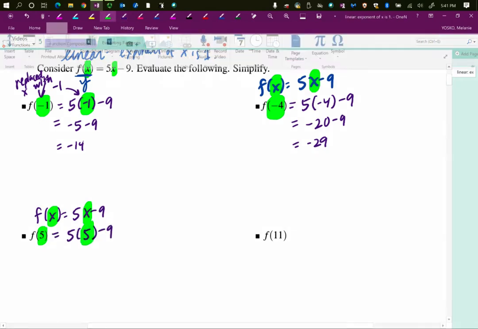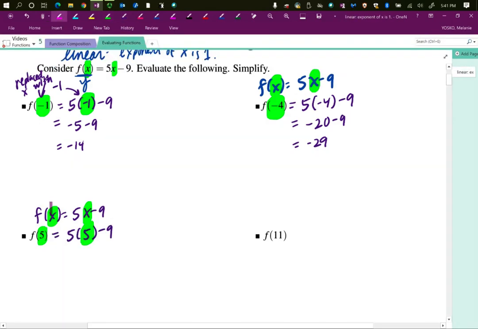So another way I like to say it is this function tells us that our input is x. So remember we have points that look like x comma y. This is the input comma output, x comma y. F has an input of x. What do we do to that input? We take that input and multiply by 5, then we subtract 9. This says f of 5, which means I've replaced my x with the 5. My new input is 5. So 5 times 5 minus 9. 25 minus 9 is 16.